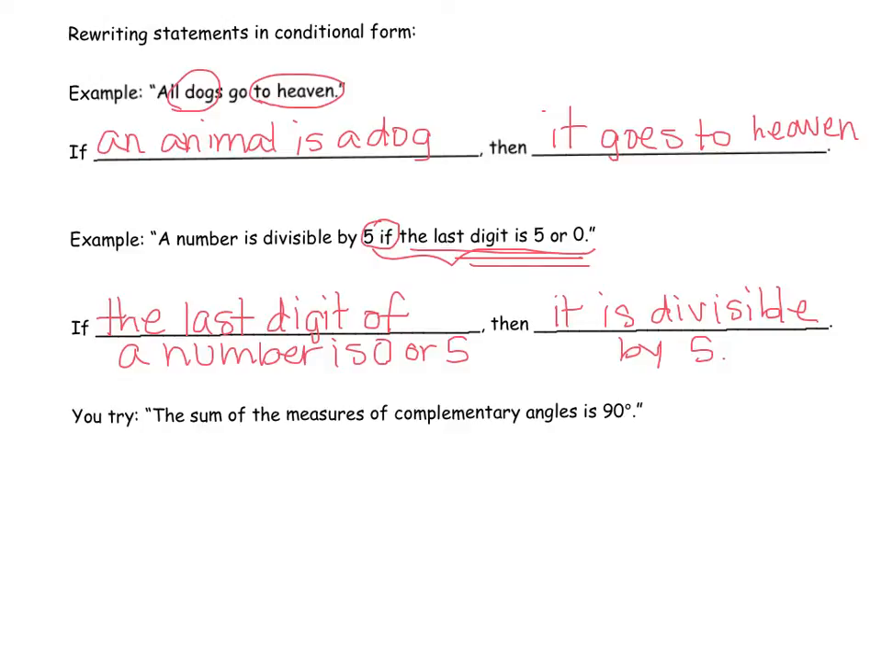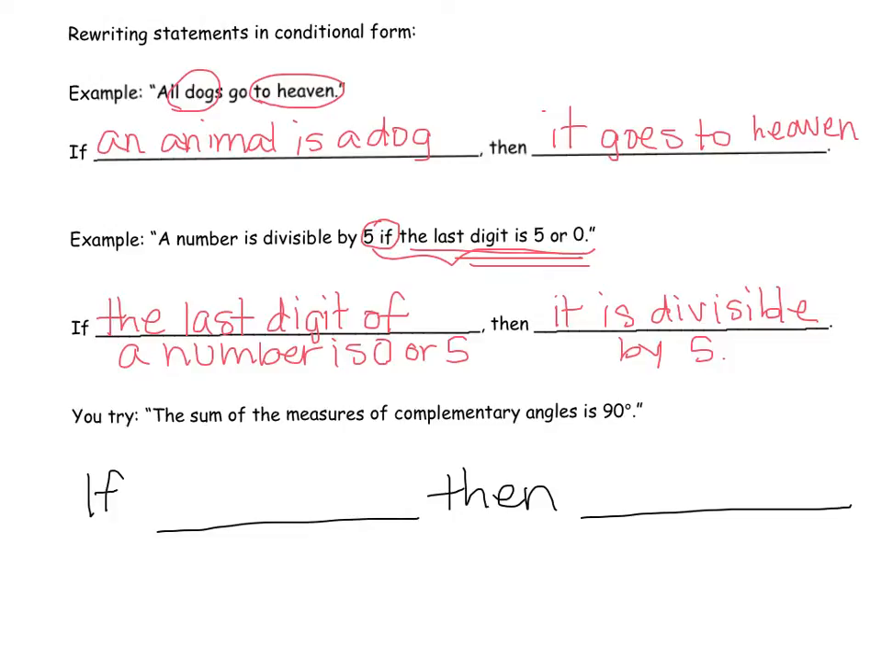Okay? Why don't you take a try, pause the video for a moment, and write the conditional version of the statement, the sum of the measures of complementary angles is 90 degrees. Okay, hopefully you've given that a try, and now we will see how you did. So first of all, we should have started with just our standard if, and then a then, so that we know we're going to put a hypothesis here and a conclusion here. Let's see. The sum of the measures of complementary angles is 90 degrees.